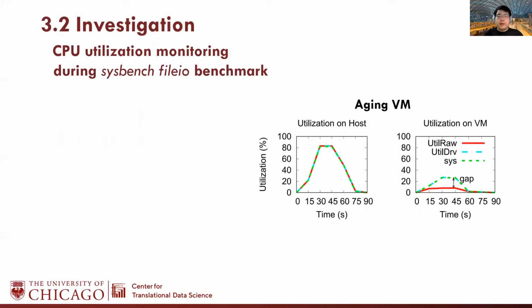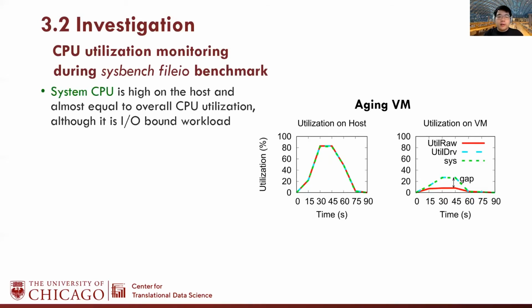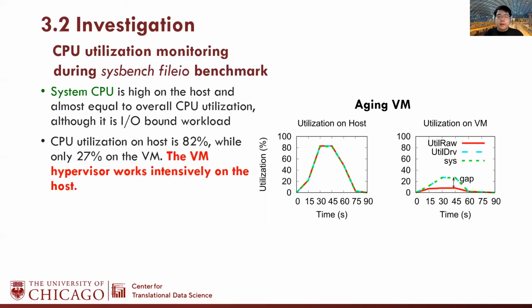Besides, we can notice that the system usage, the dashed green line, is high on the host and almost equal to the overall CPU utilization, even though VIO is an IO-bound workload. When it comes to the VM, there's only 27% system usage, which means the VM hypervisor in the host works intensively. Lastly, it is worth noting that the VM is the only tenant on the host.